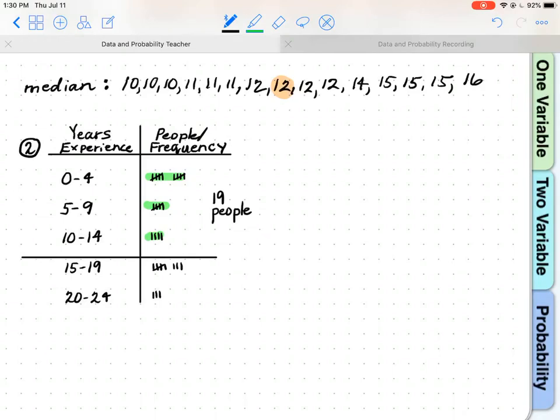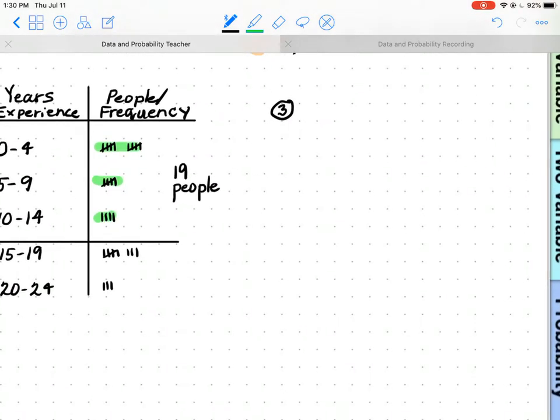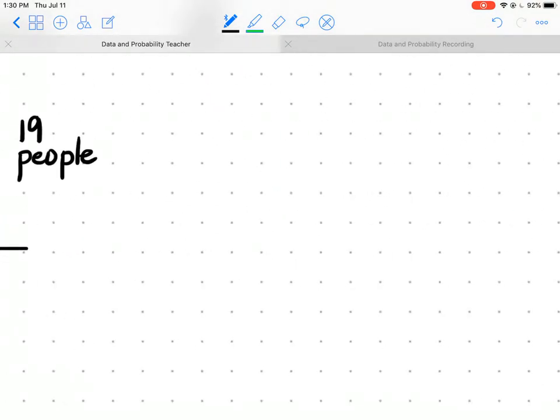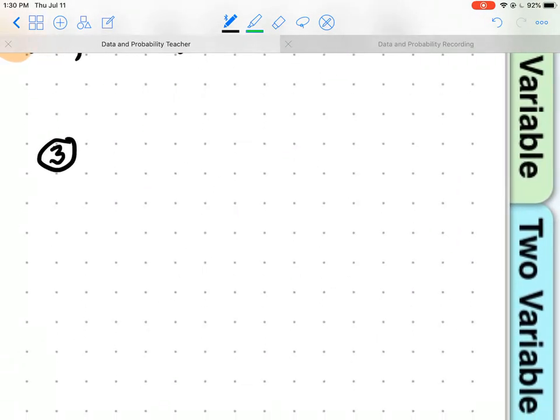Okay, number 3. The menu prices are shown in the table below. How much would it cost to buy 2 small beef stew entrees and a large beans and rice entree? So we want to buy 2 beef stew and 1 beans and rice.